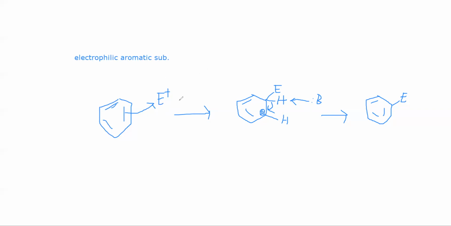There are some directing effects. If you already have something attached to a ring, I'll go over how you can figure out how stuff directs in certain directions. An alcohol is an electron donating group because it has lone pairs on it. So if something has a lone pair on it, then it's going to be ortho or para directing.